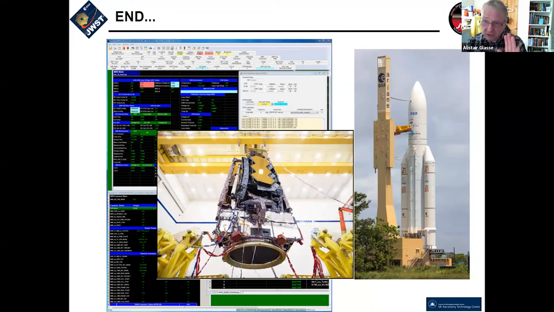We can't image it. It's still a point of light, and we'll have to infer this information from our spectra. But JWST is really kind of overkill for this kind of observation. That's the interest.